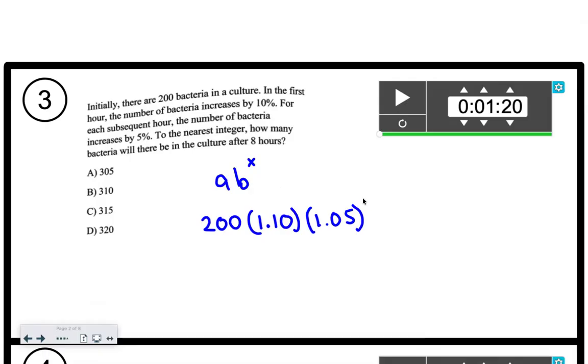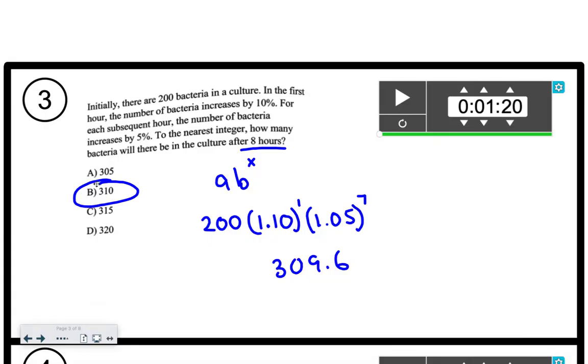There's going to be an exponent that I put up here. It says how many bacteria will be in the culture after 8 hours. Well, remember we did this the first hour, so then it's only this one for 7 hours, not all eight, because in 8 total hours, it increased 10% the first hour and then 5% for each of the 7 hours after that. So this is how we modify this. I'm just going to do it in the calculator: 200 times 1.1 times 1.05 to the seventh. And we get 309.6, which rounds up to 310.